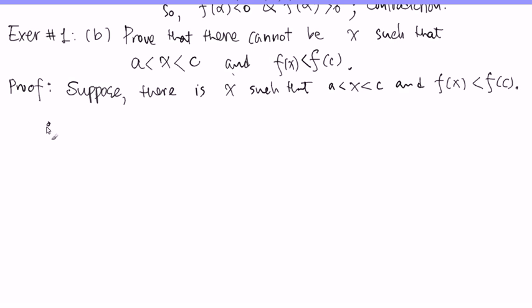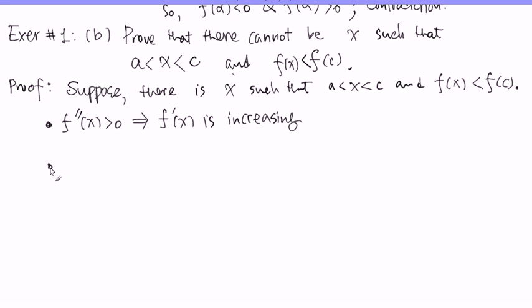The first item is the same. This property, f double prime of x being positive, is not going to change; it is the early hypothesis. And this implies what? f prime of x is increasing. Thank you. f prime of x is increasing.